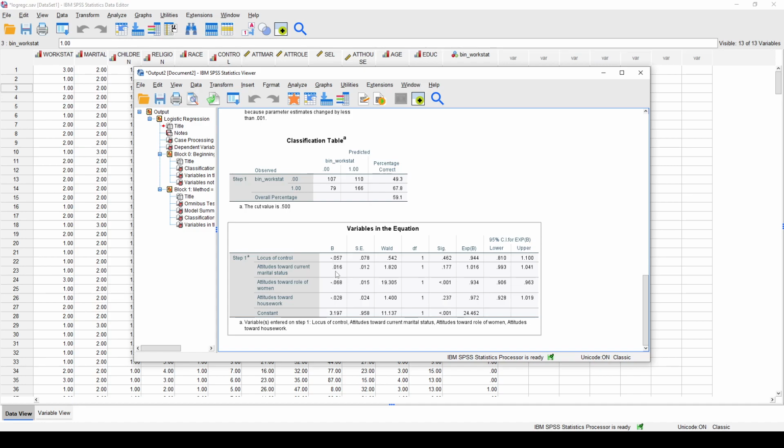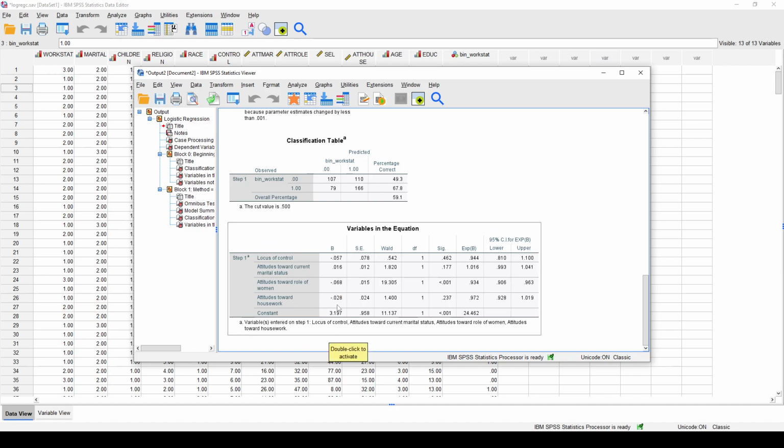I can do the sign. So the sign indicates the direction of movement. So as attitudes towards the role of women increases, or becomes more conservative, according to our textbook, that's what an increase in this means, then the probability of being a working woman decreases. And that actually completely makes sense. As the attitude towards the role of women becomes more conservative as opposed to more liberal, the probability of becoming a working woman decreases, which does make a ton of sense, at least to me.